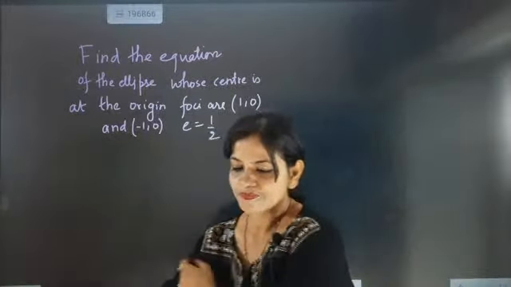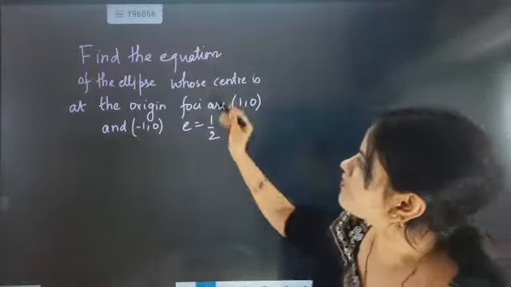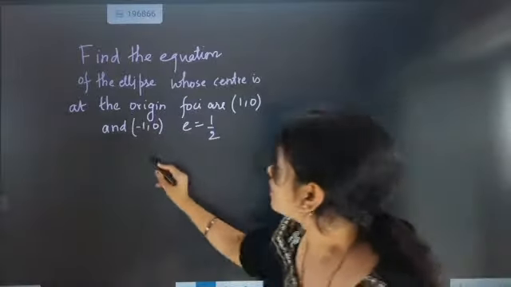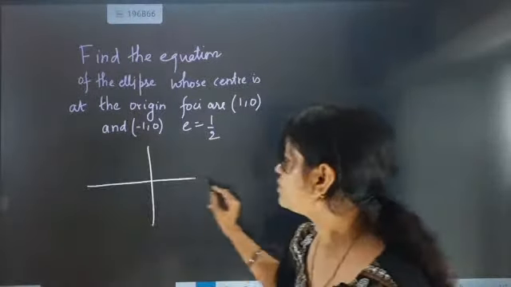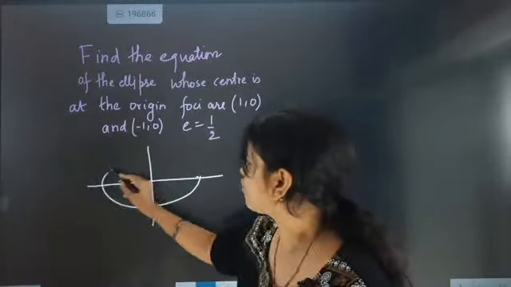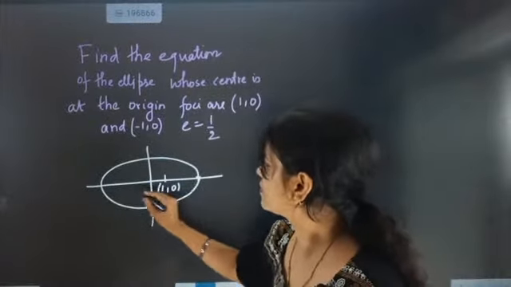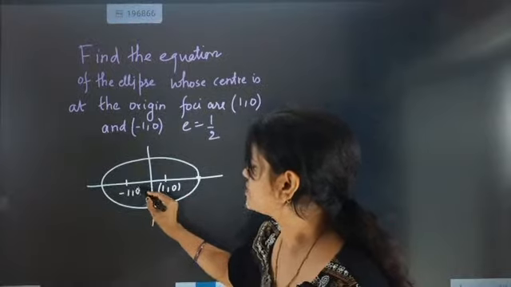Now look here, beta. How to solve this question? Find the equation of the ellipse whose center is at the origin. So now let's see the ellipse we are going to draw. The ellipse foci are at 1 comma 0 and minus 1 comma 0.